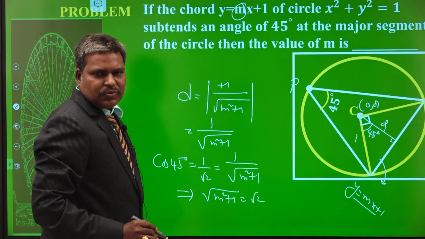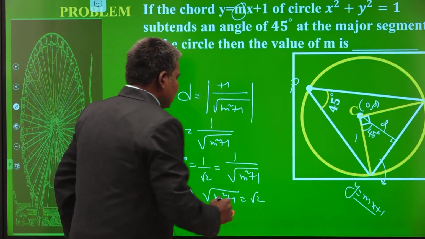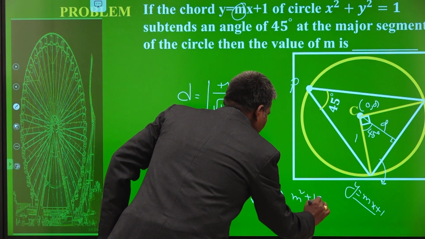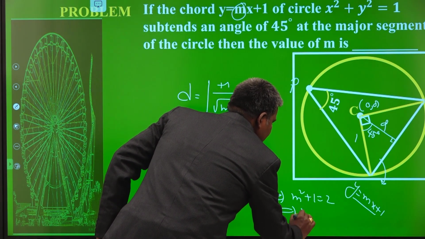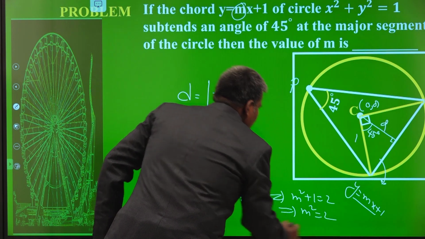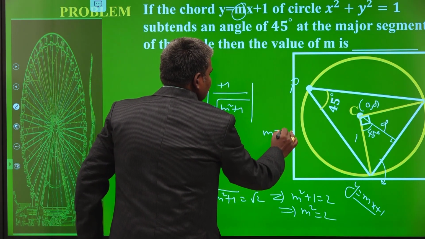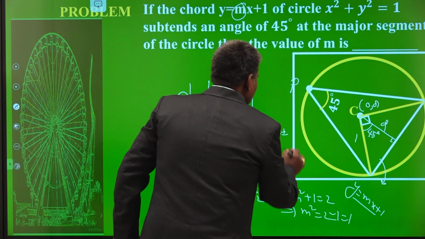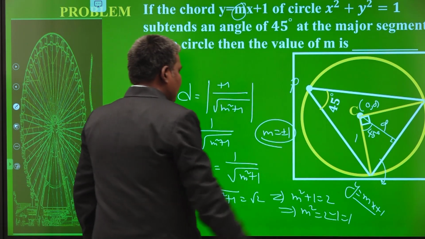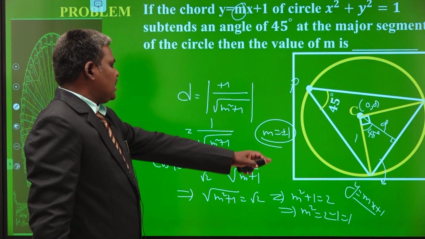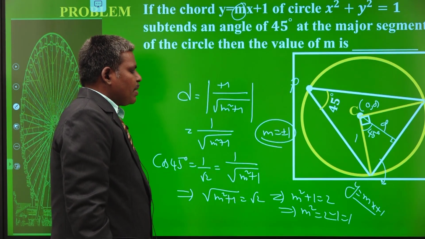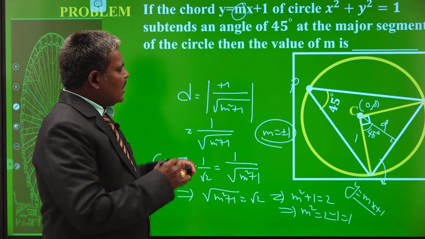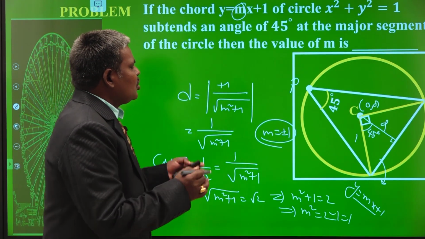Root of m square plus 1 equal to root 2. Squaring on both sides, immediately we get the value of m. M square plus 1 is equals to 2, implies m square is equals to 2 minus 1, that is 1. M is equals to plus or minus 1. The value of m is what? Plus or minus 1. In this manner, we can find the slope of the line.